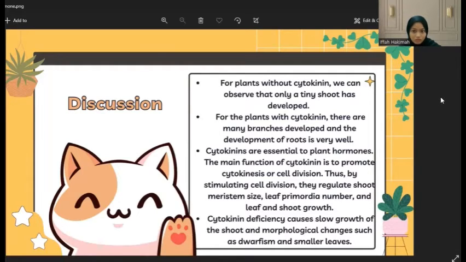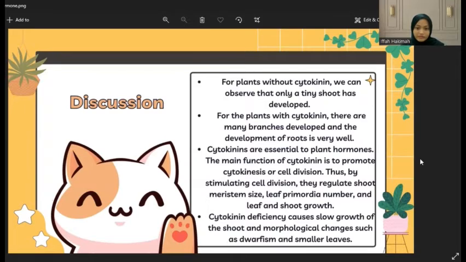Cytokinins are essential plant hormones. The main function of cytokinin is to promote cytokinesis or cell division. Thus, by stimulating cell division, they regulate shoot meristem size, leaf primordia number, and leaf and shoot growth. Cytokinin deficiency causes slow growth of the shoot and morphological changes such as dwarfism and smaller leaves.